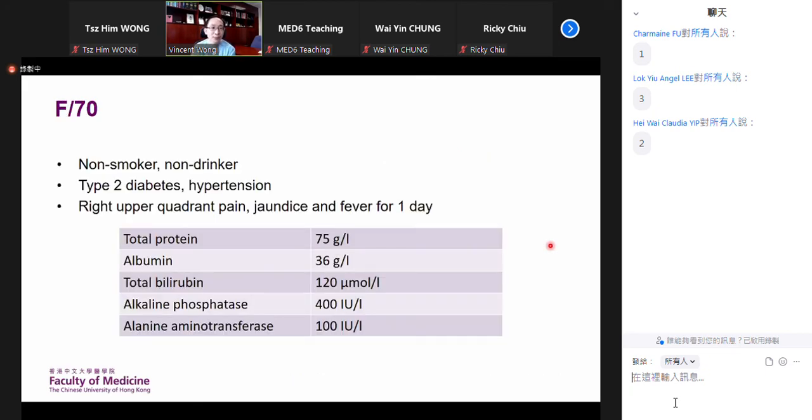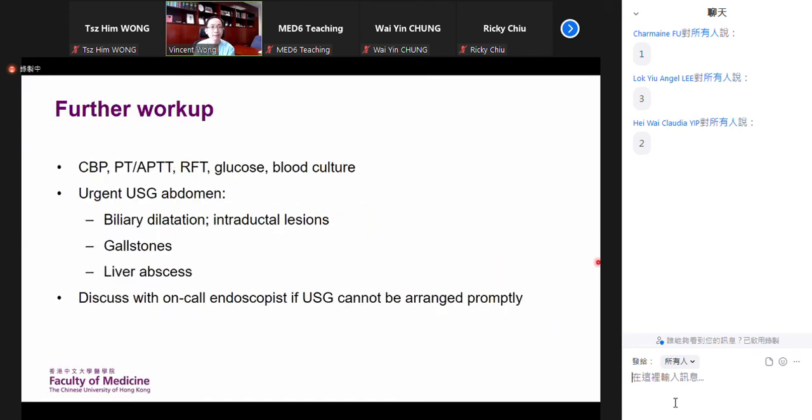Okay, next patient, a 70-year-old woman, non-drinker with type 2 diabetes, hypertension, presenting with right upper quadrant pain, jaundice, and fever for 1 day. This is a cholestatic pattern with high bilirubin and high ALP level. Quite often, the ALT would also come up a bit, usually not as severe, but as mentioned, in some severe cases, ALT can be particularly high. So this is the Charcot's triad. You know that this is acute cholangitis.